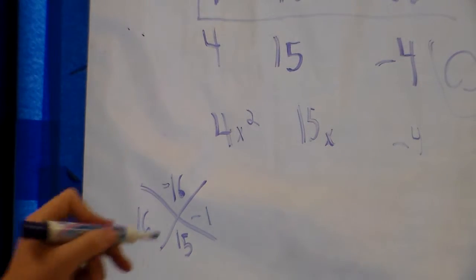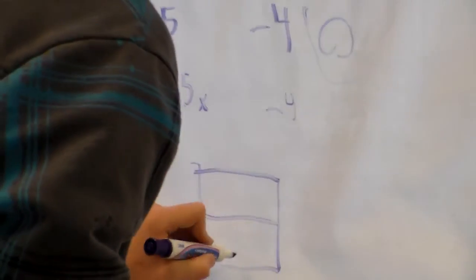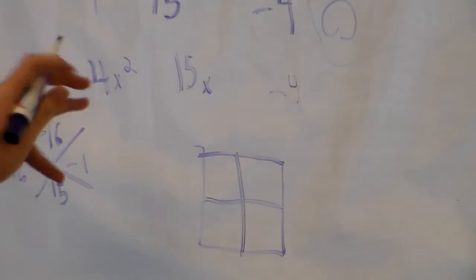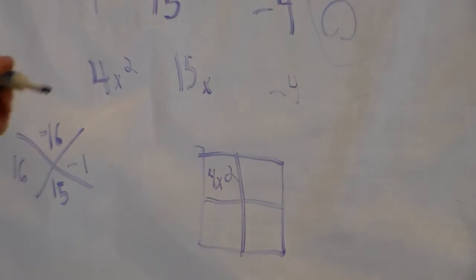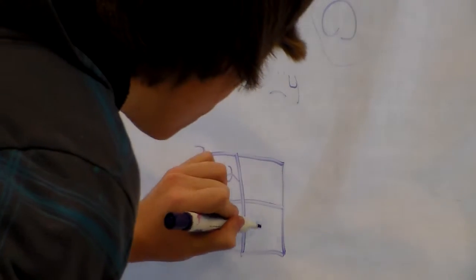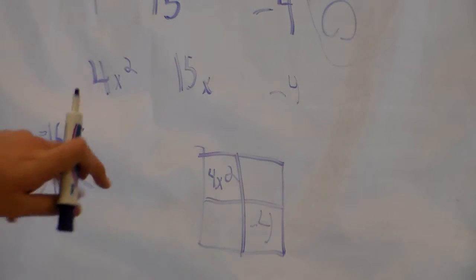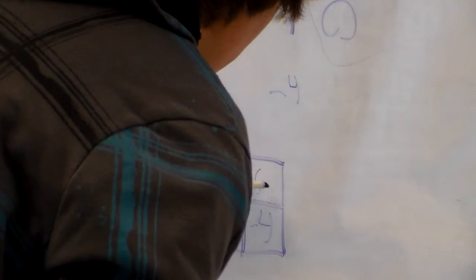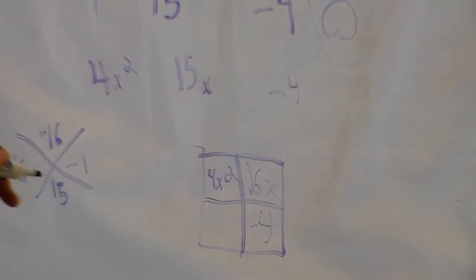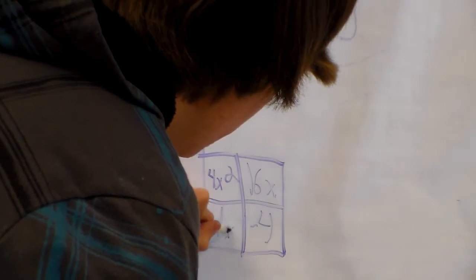Now you're going to draw your box. And then take your original term, 4x squared, and put it right here. And then you're going to take your negative 4 from here and bring this down. Now you're going to take your new numbers, and you're going to put 16x in the top right and negative 1x, or it would just be negative x, but you can write it as negative 1x in the bottom left.